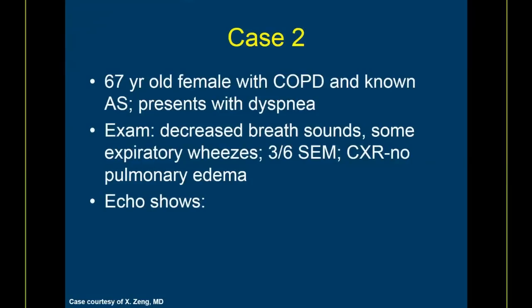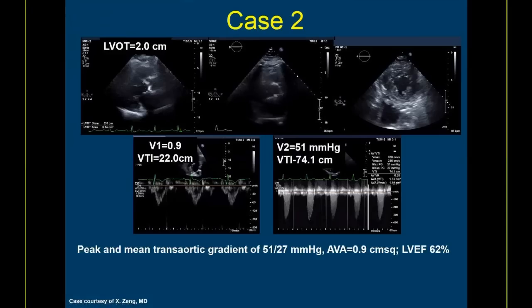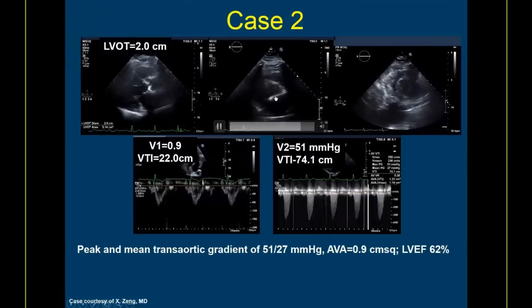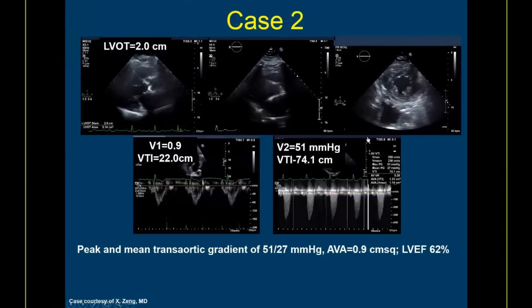And this is her echocardiogram. Let me show you her LVOT measurements. This is her short axis of the aortic valve. Again, it is calcified, but I see a degree of opening. It's not a rock pile. I do see some excursion of the aortic leaflets. You have a preserved ejection fraction there as well.